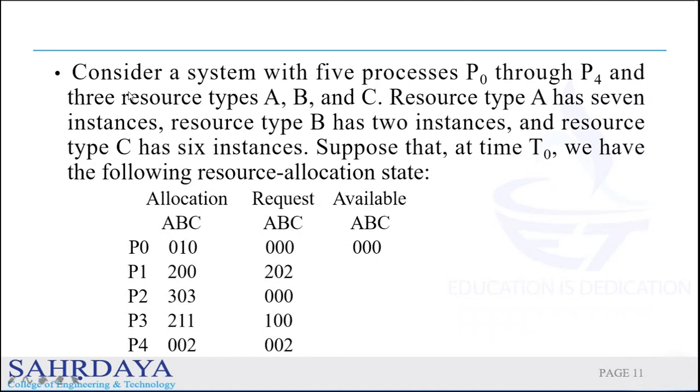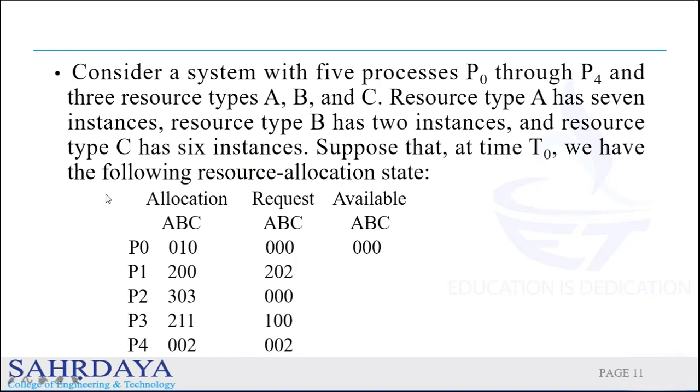Now we are discussing a question. The question is: consider a system with 5 processes P0 through P4 and 3 resource types A, B and C. Resource type A has 7 instances, resource type B has 2 instances, and resource type C has 6 instances. Suppose that at time t0 the following resource allocation state is given.